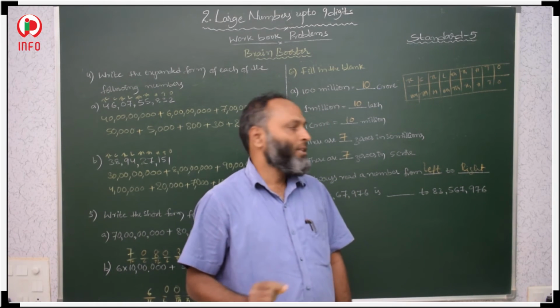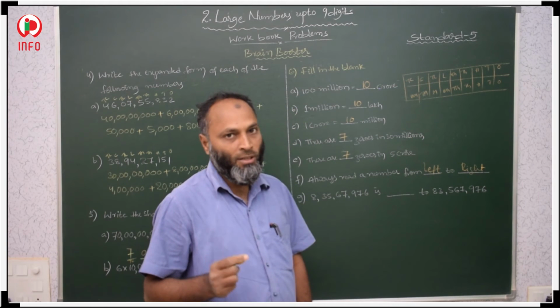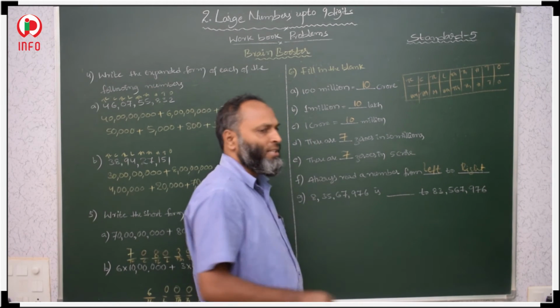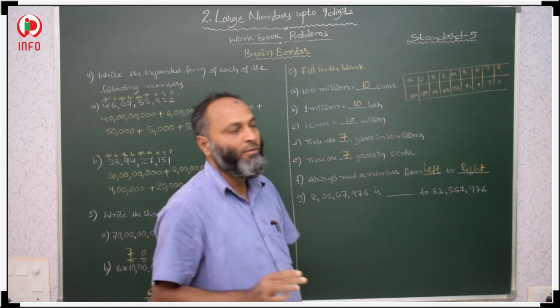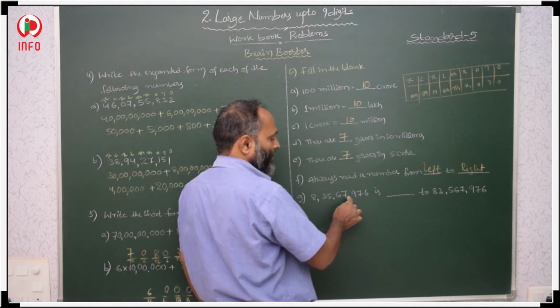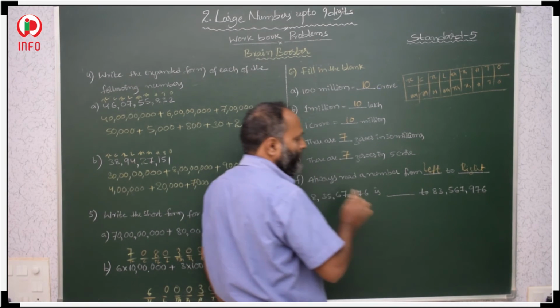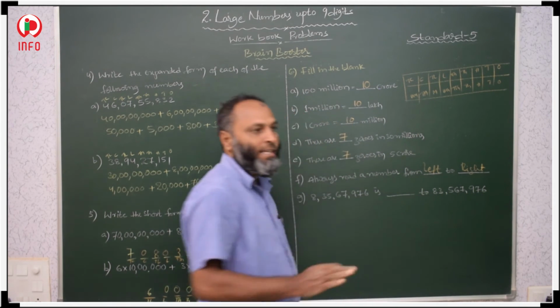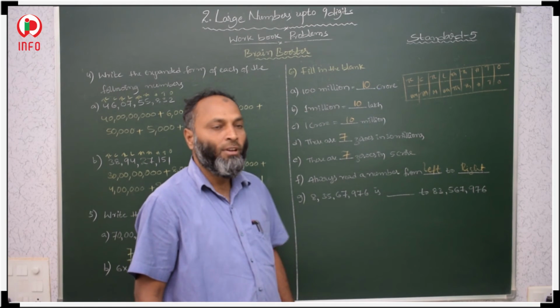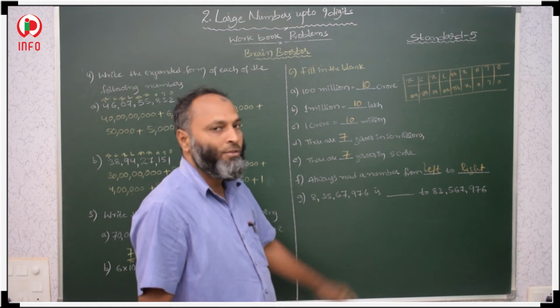So don't get confused here. First you have to count the number of digits. Whatever it is, either Indian system or international system, first you count the number of digits. 1, 2, 3, 4, 5, 6, 7, 8. 8 digits are there. Now you start comparison from left to right.